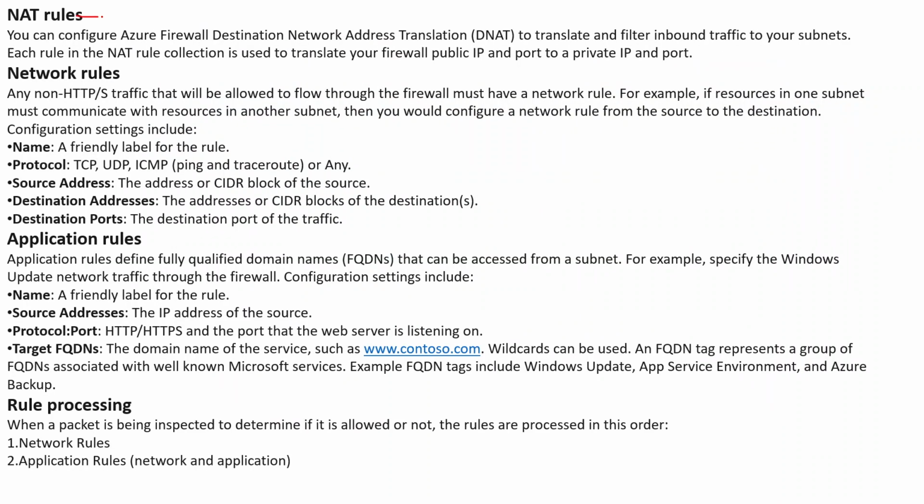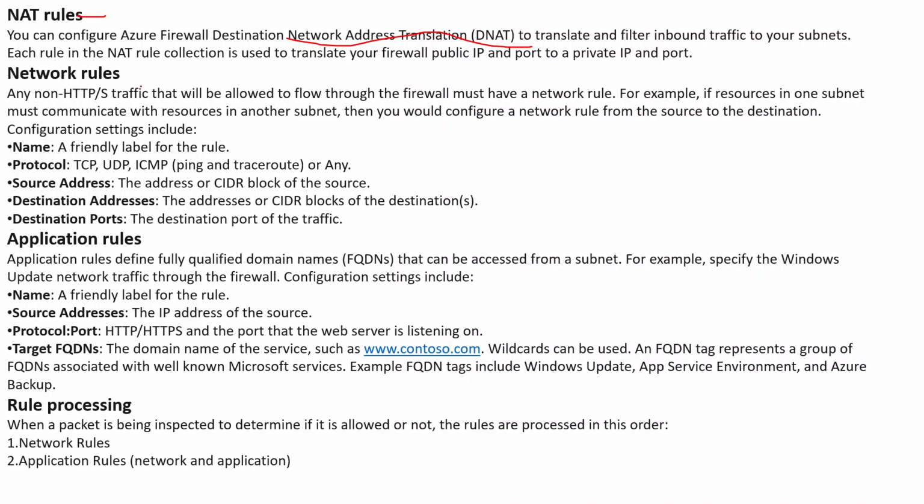Coming to the NAT rules, you can configure Azure firewall destination NAT. NAT is nothing but network address translation. It is used to translate and filter inbound traffic to your subnets. So NAT rules are used to filter the traffic that is coming to your subnets.